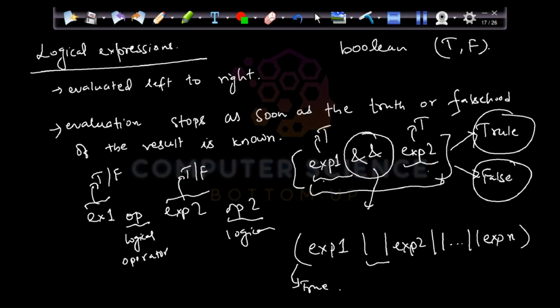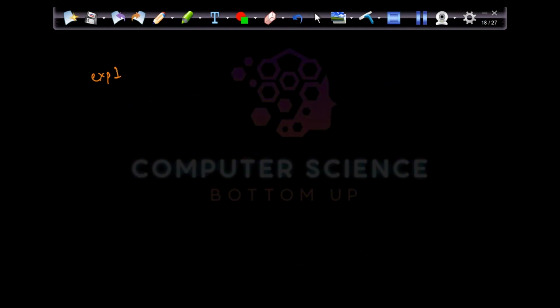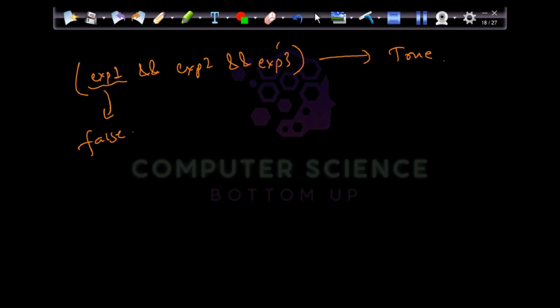Okay? Now, look at this statement. Evaluation stops as soon as the truth or falsehood of the result is known. It means what? Let's say you have statements like expression 1 and expression 2 and expression 3. Then you know that this expression will give a true value only if expression 1 is true, expression 2 is true, and expression 3 is true. But what if your expression 1 itself is false? Then you don't need to check the truth value of expression 2 or expression 3, because if any one is false, then the whole expression becomes false.